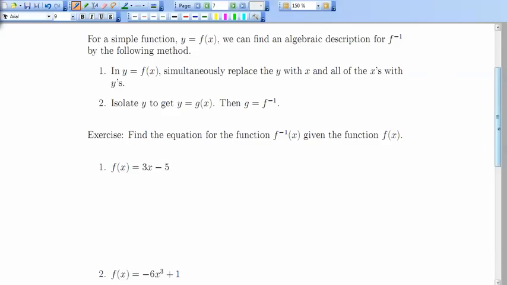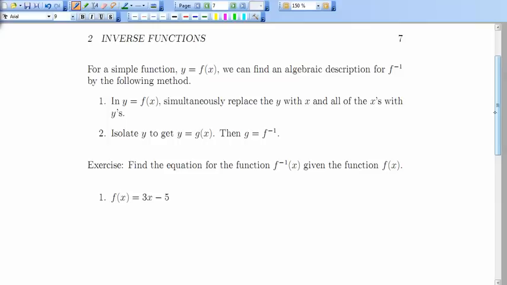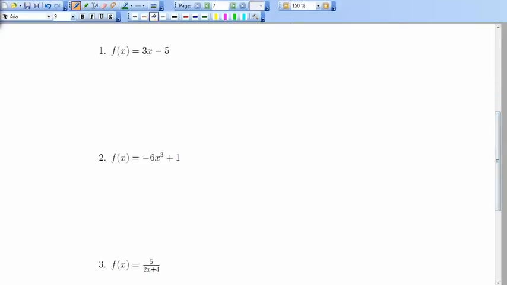Now let's talk about how we can actually find the equation of the inverse function. We can do this sometimes. So, as I've been saying about inverse functions, what are they doing? Compared to the original function, they're swapping x and y. So that tells us exactly what we should do to find an algebraic description or an equation for the inverse function. We're going to swap x and y. So if I look at this first example here, I'm going to take x equals 3y minus 5. I'm swapping x and y there.